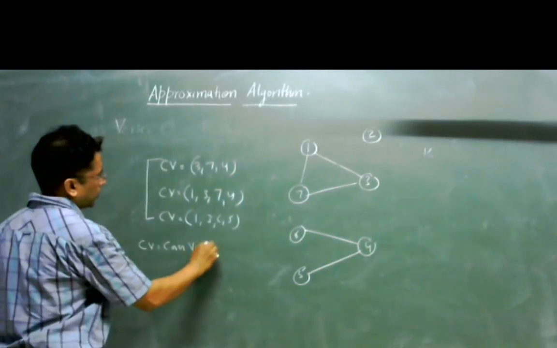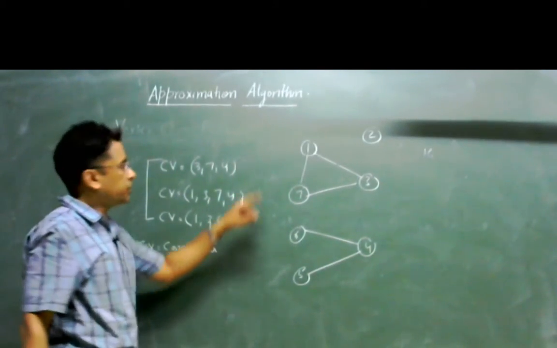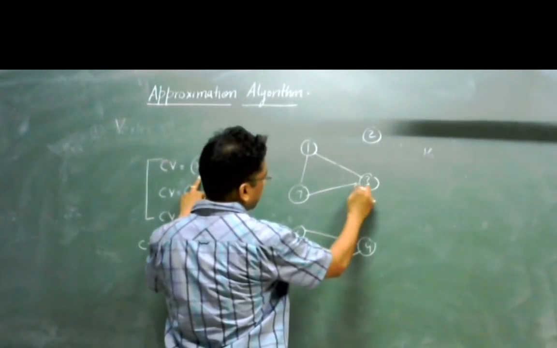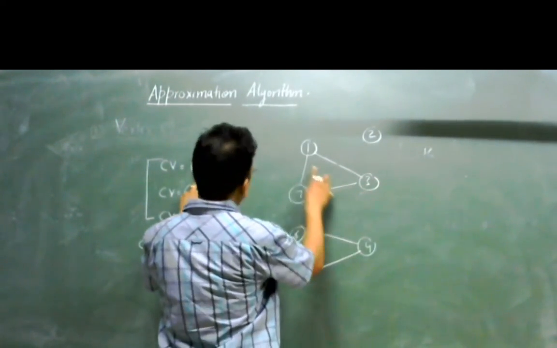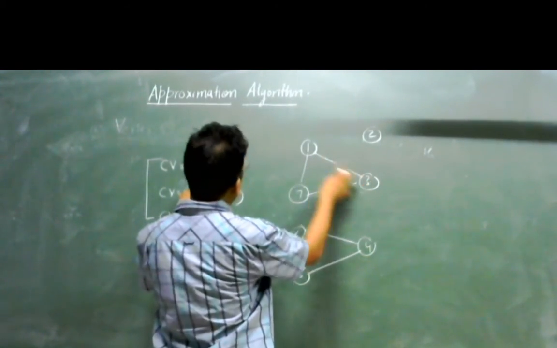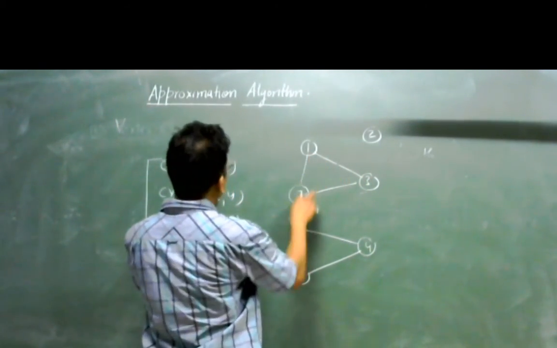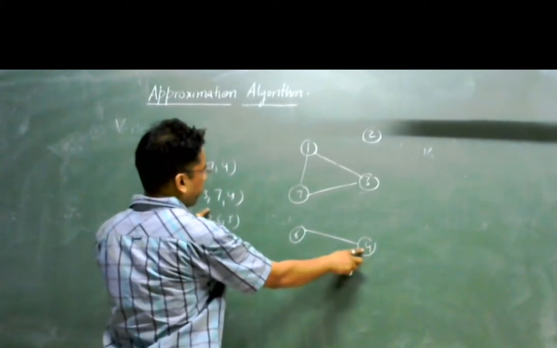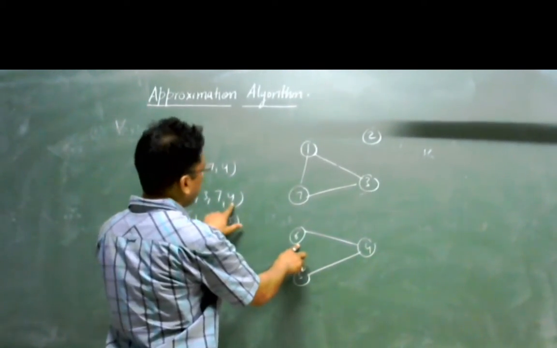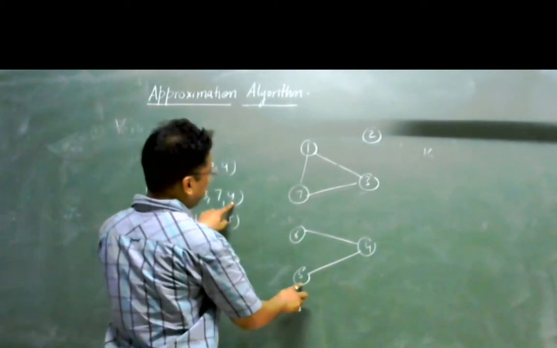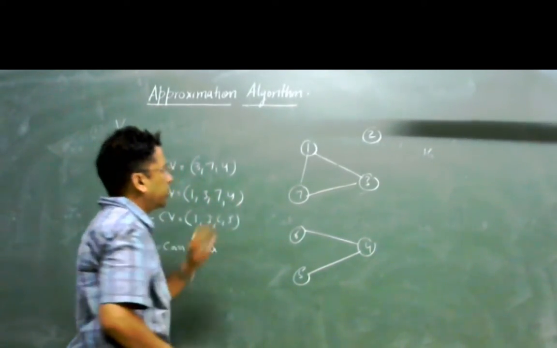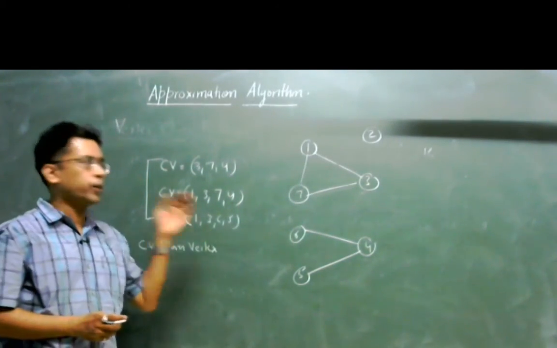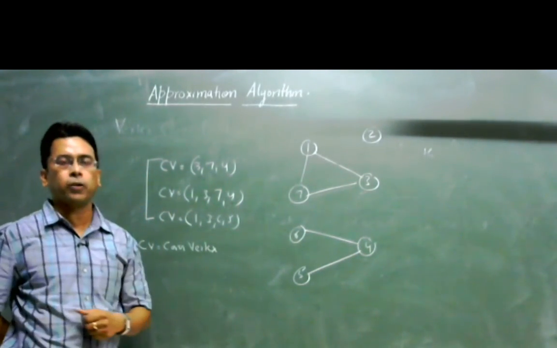Check that if I include 1, there is edge 1, 3, and 3 is part of this edge. 1, 7, 7 is part of this edge, and 6, 7, 4 edge. One member is present here. 4, 5 edge, 4 is present here. So every solution can claim that it is giving the solution for the vertex cover problem.